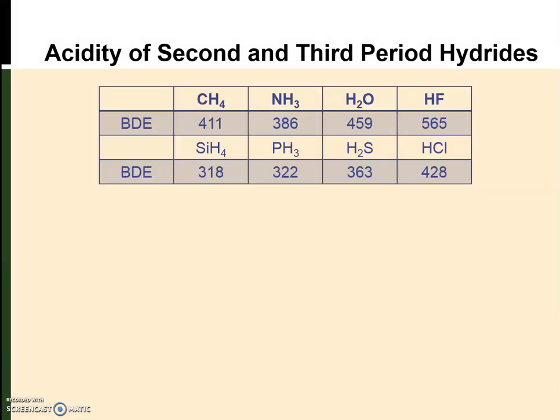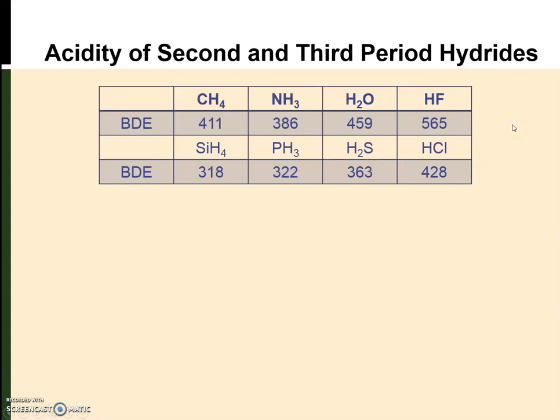So now let's look at the acidity of some second and third period hydrides. So we're looking at the second period hydrides, which are methane, ammonia, water, and HF. And then the third period hydrides, which are silane, phosphine, dihydrogen sulfide, and HCl.